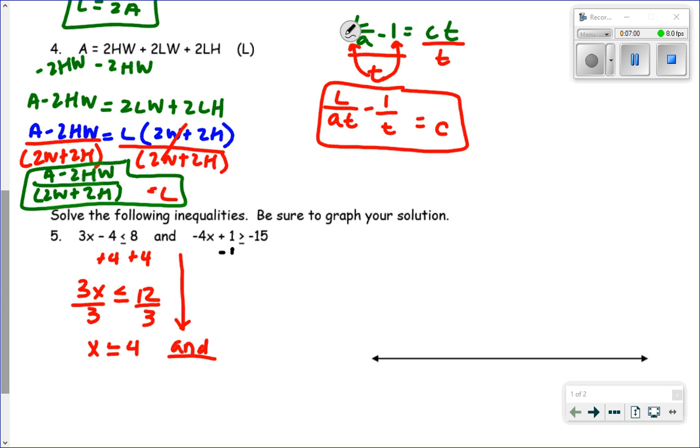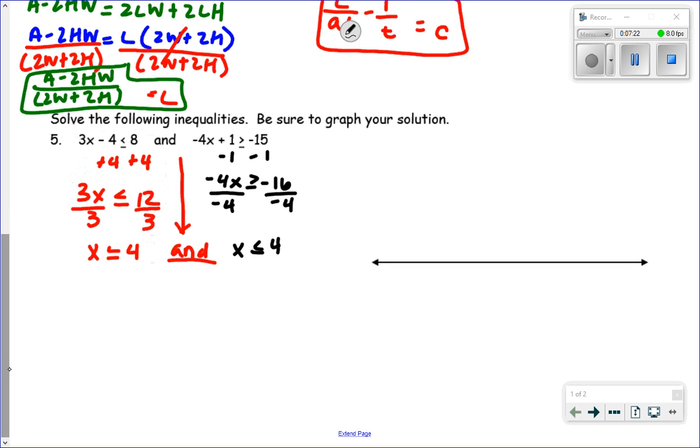For this one, I'm going to subtract 1 from both sides. Negative 4x greater than or equal to negative 16. Divide by negative 4. Remember, when we divide by a negative number, the sign needs to flip. Negative 16 divided by negative 4 is positive 4. So I have x is less than or equal to 4, and x is less than or equal to 4.